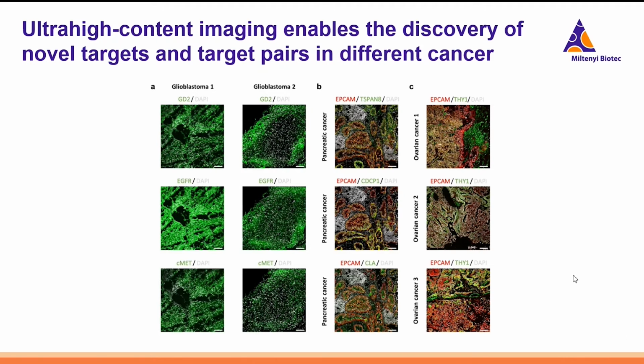And here, this is an example of ovarian carcinoma samples. Sample 1 and sample 2 show co-expression of EPCAM in red and THY1 in green, while sample 3 expresses EPCAM abundantly in the tumor cells, but not THY1.